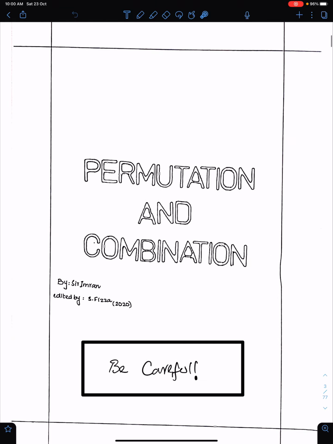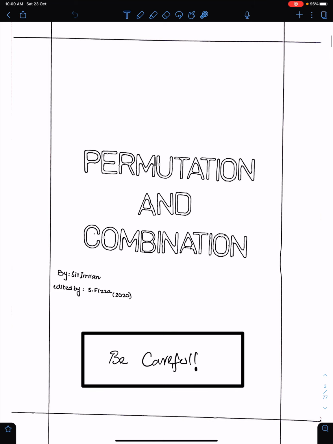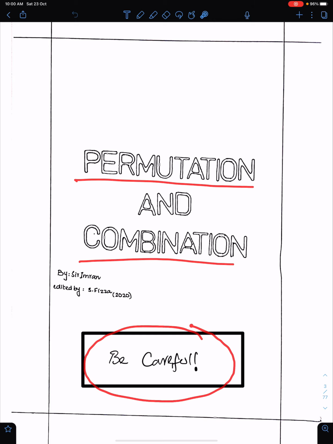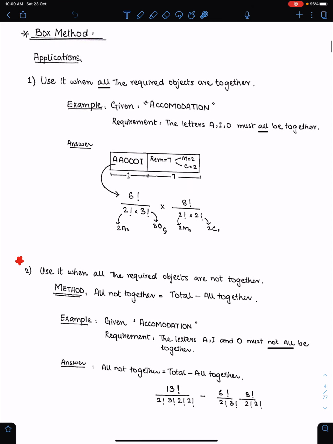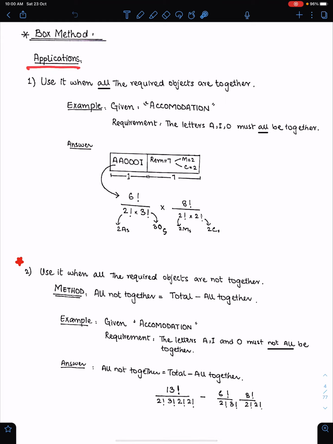The first topic of these notes is permutations and combinations. An important advice, we must always be careful. Box method applications. Number 1, use it when all the required objects are together.